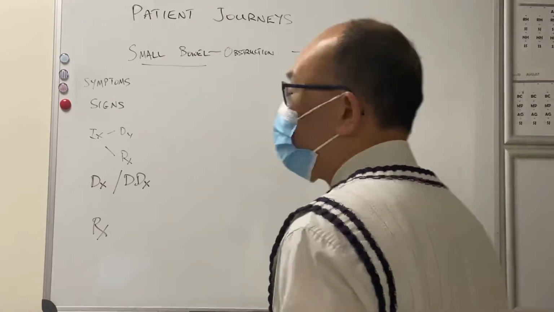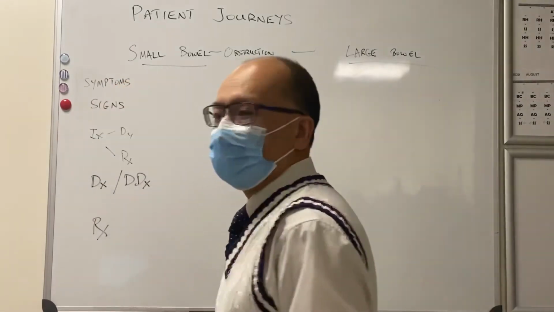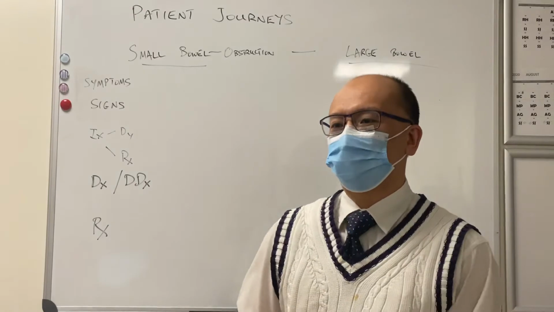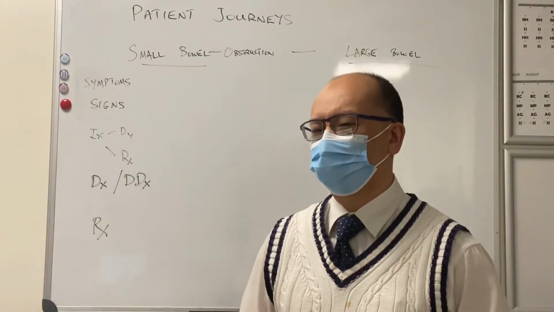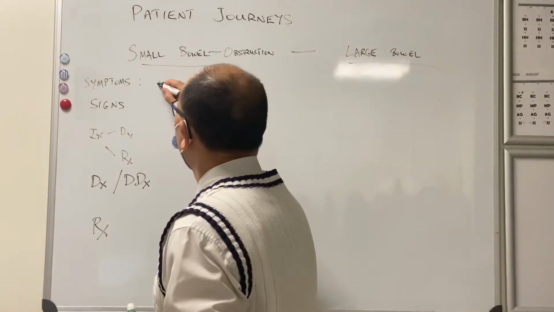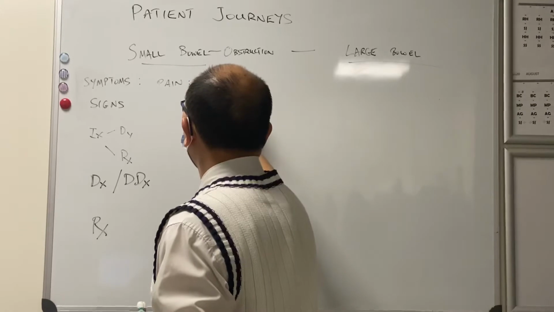All right, so we'll go through the patient's journey for small bowel obstruction and large bowel obstruction today. So Jack, what are symptoms of a bowel obstruction generally? Sudden onset abdominal pain, or abdominal pain coming on subacutely. Yep. What type of pain? Often it's crampy pain. Yeah.